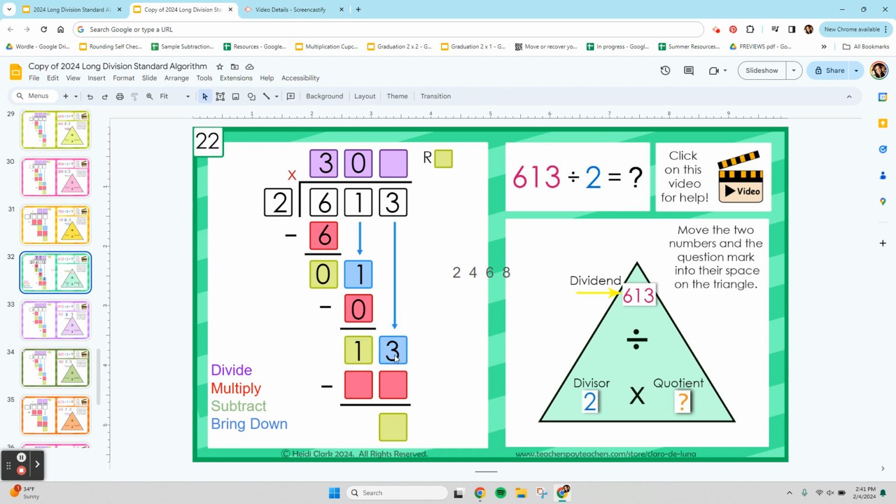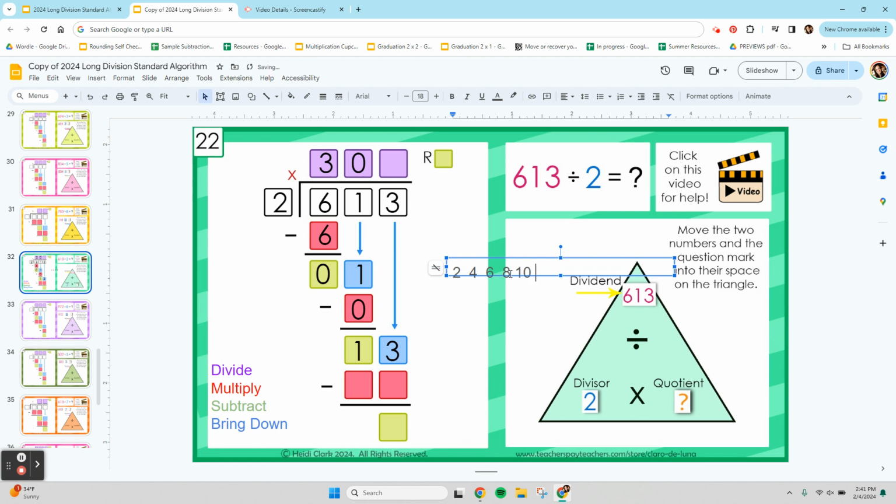We're going to do 13 divided by 2. So how many times can you skip count your 2 to get close to 13? That's too far, so you can get to 12. Now how many times was that? 1, 2, 3, 4, 5, 6. 13 divided by 2 is 6.